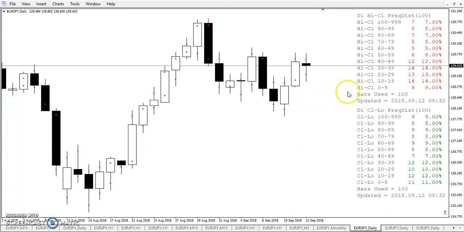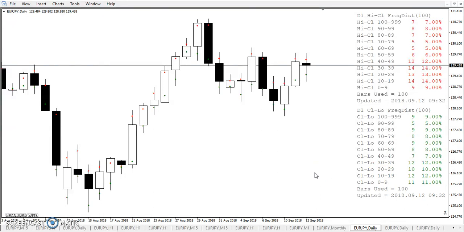Because if you look over here at the frequency distribution, you can see that the close being less than 20 pips only happens 23%, the upper rat zone here. In other words, this part, the high minus the close, is less than 20 pips only about 23% of the time over the last 100 days. Okay? And the close minus the low is less than 20, 23% of the time.